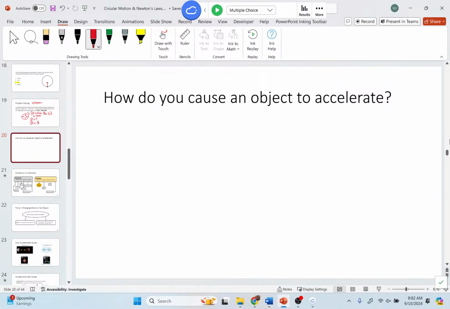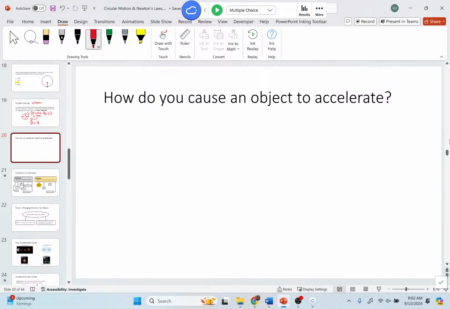All right, y'all, what do you got for me? What are some ways that you cause an object to accelerate, to change its velocity or change direction? Put a rocket on it. Sure, what else? What if you wanted an object on your desk to accelerate? What would you do to it? If I want this ball to accelerate, what am I going to do? Spin it.